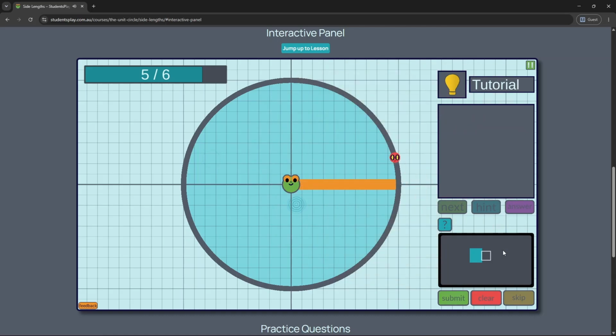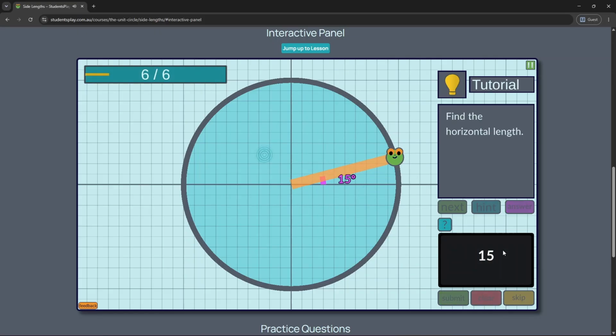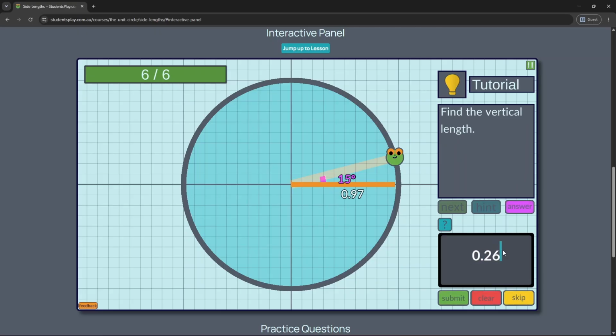Okay, last one. Oh, tiny angle again. Is it 20 again? No, okay. 15? Nice. And the horizontal length is 0.97, because we did cos 15. And vertical length would be sine 15, which is 0.26.